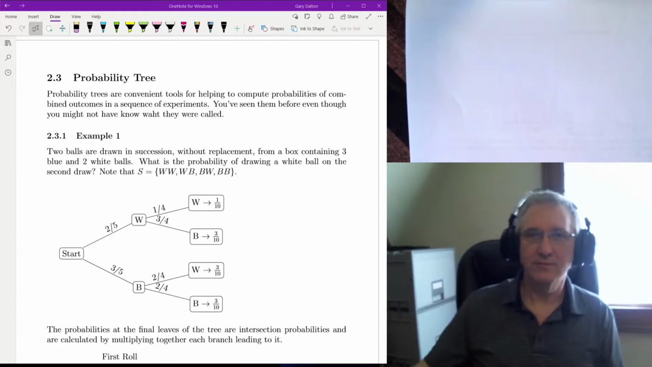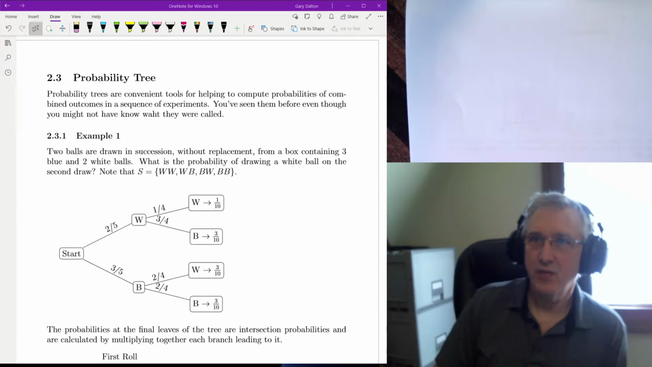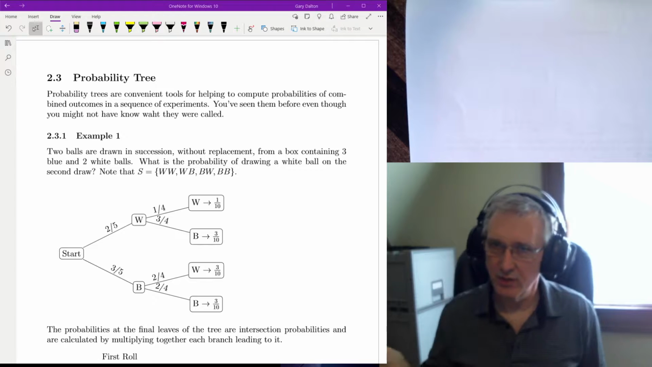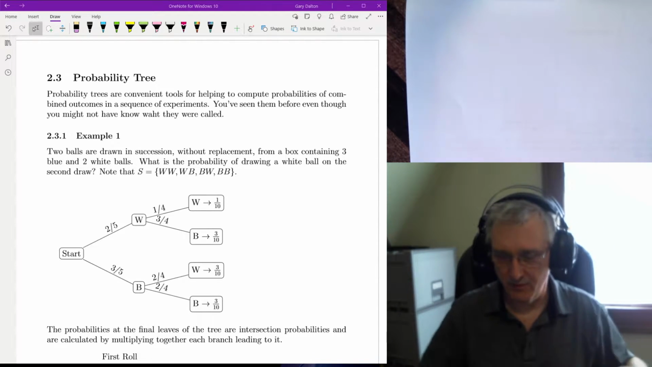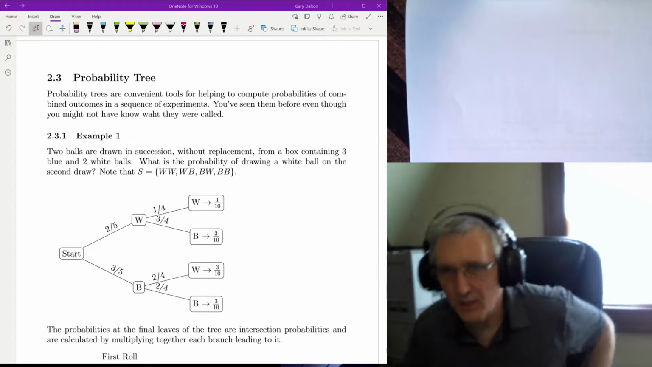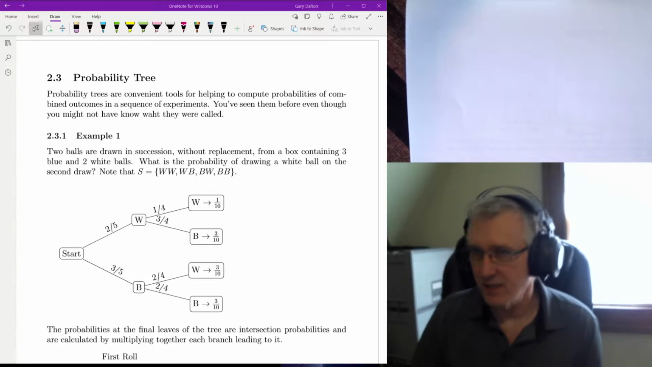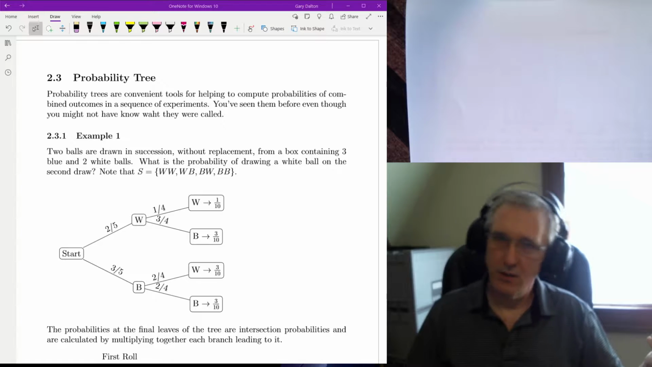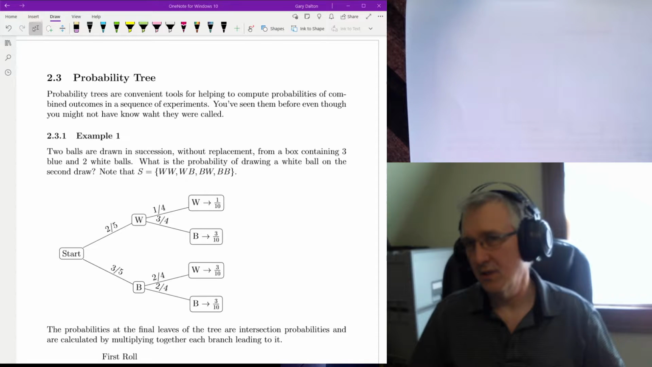Anyways, let's go. So, basically, a probability tree is a nice way to think about probabilities. It helps lay out the different possibilities when you have sequential events, one event and then another event and then another, each one depending on the previous, especially. So, let's say that you've got two balls that are drawn in succession, one right after the other, without replacement, from a box containing three blue balls and two white balls. So what is the probability of drawing a white ball on the second draw?